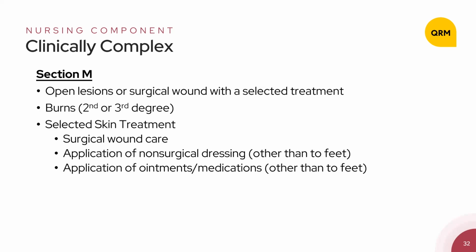We move on to section M. This is where they can have open lesions or surgical wound with selected treatments. And we'll look at the selected treatments in a moment because they are different than they were for your special care low. Okay. If they have burns, either at a second or third degree, and then here's our selected treatments: surgical wound care, application of a non-surgical dressing other than the feet, applications of ointments or medications other than to the feet. So it's important that you understand those selected skin treatments are different than they were for your special care low.